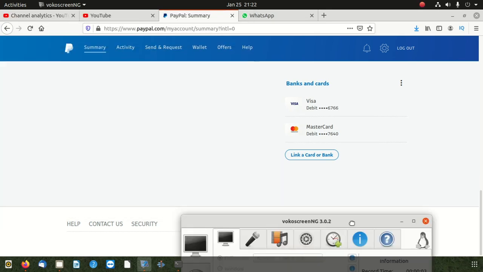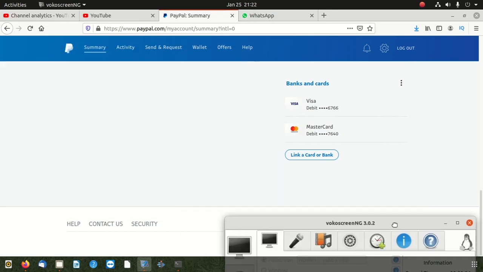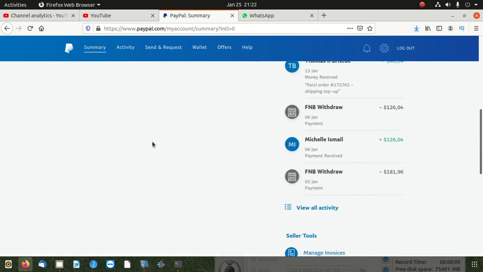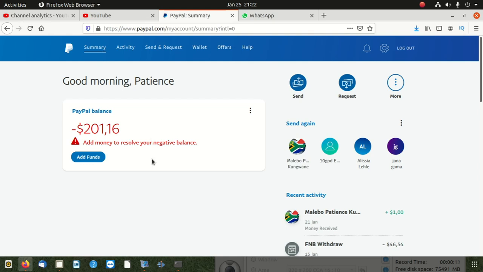Today we're going to show you and give you tips on how to fix this error on your PayPal account. It says, "Add money to resolve your negative balance." And what causes this? There are a couple of reasons why you see this message. One of them is that you owe someone.